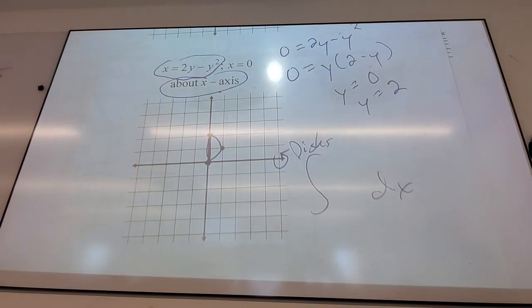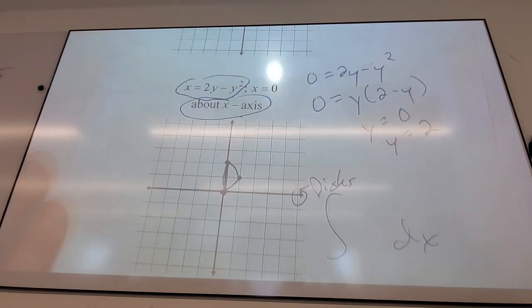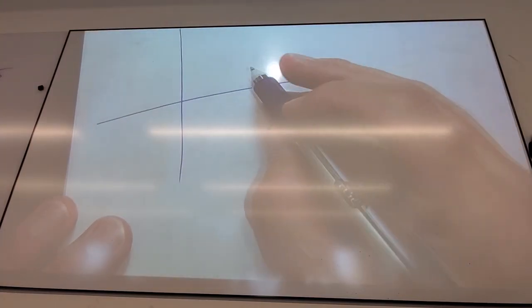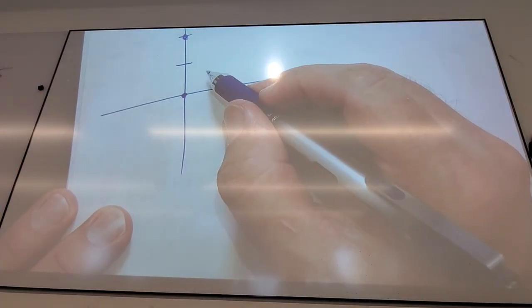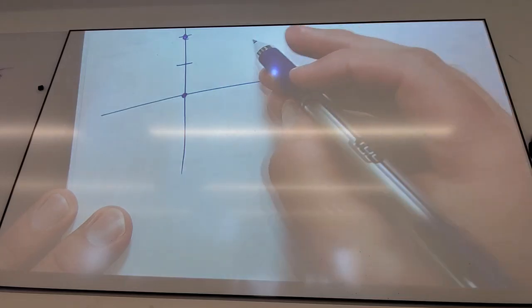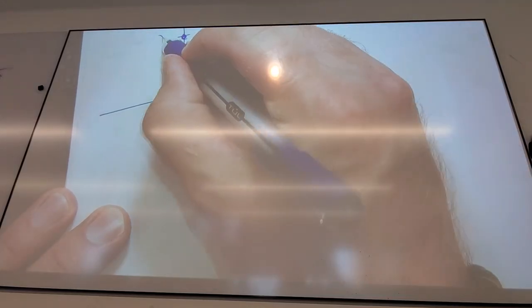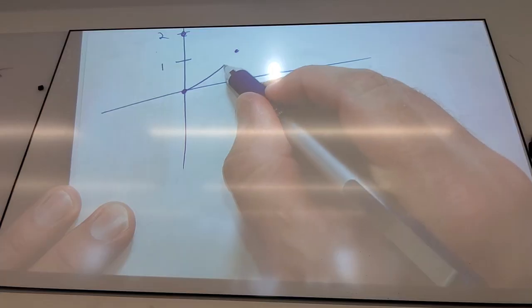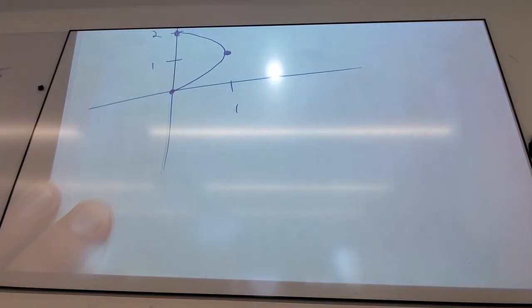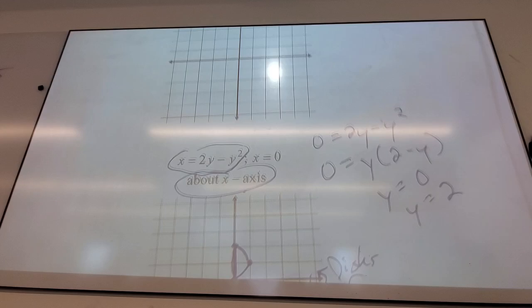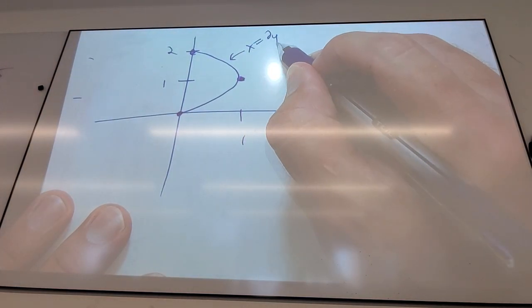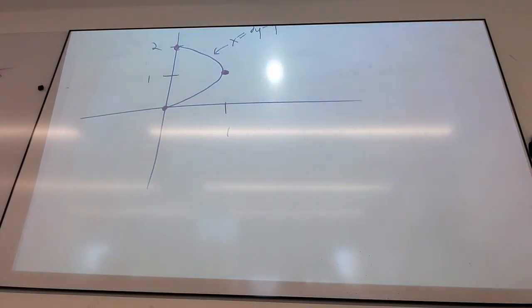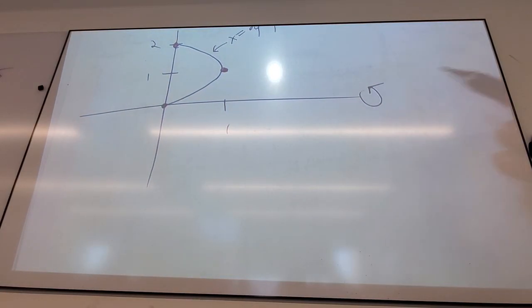So let me kind of start this problem from scratch, because this little graph is a little too small. So we figured out the y-intercepts were 0 and 2, and then I think we plugged a 1 in, and we got 1. So then we got this region here. Okay, so that's this problem blown up a bit. So this is 2y minus y squared. And I'm rotating around the x-axis.